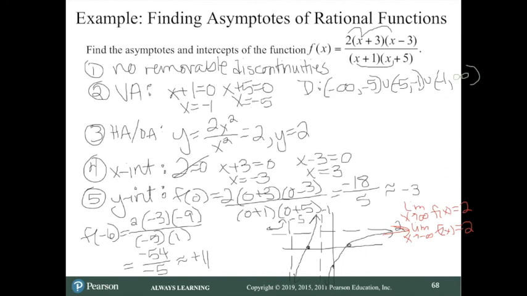I'm just going to draw in the other limits. So we have the limit as x approaches -1 from the right side. From the right side is negative infinity. Whoops, I forgot my f of x.